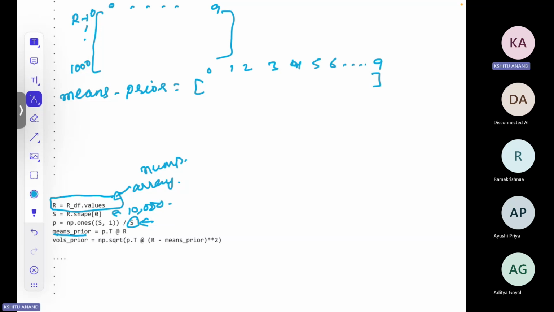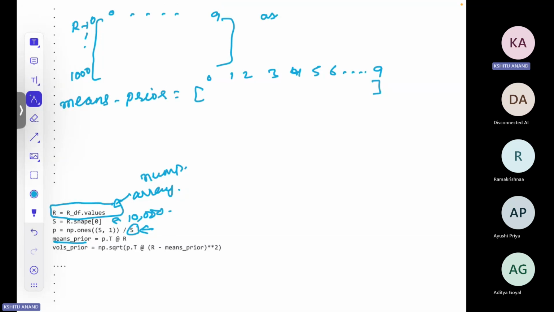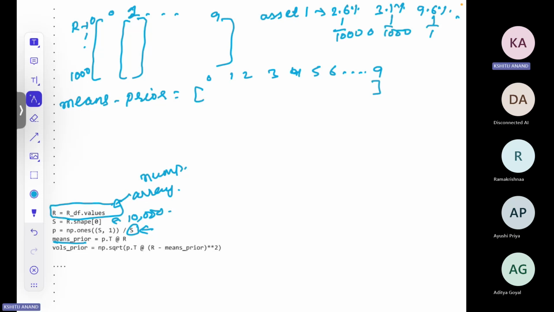Now you tell me one thing. Let us forget the 9 assets. Let us worry about asset 1. Asset 1 is having 10,000 different possible returns, right? So here is asset 1 and here you will be having the return of asset 1. And you are given the probability of all the possible returns. Let us say 2.6%, 3.1%, 9.6% are the returns. And here you are giving the probability 1 by 10,000, 1 by 10,000, 1 by 10,000.